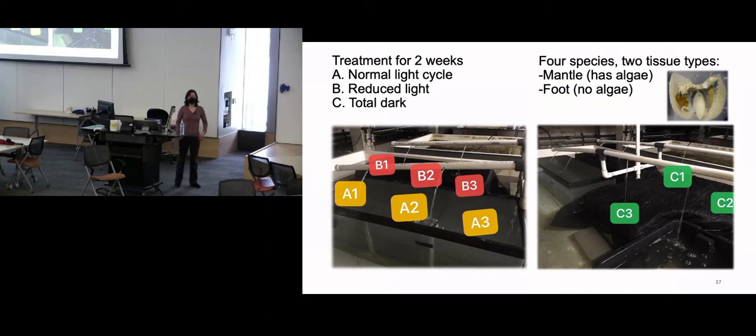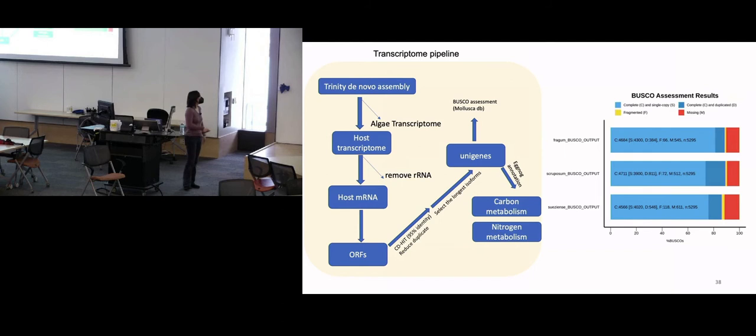So we did that, and then again, we did RNA-seq and looked at the gene expression patterns for these animals. We did the de novo assembly. We filtered out all the algae genes because they're part of the mix, and then we got these unigenes that represent gene expression from the host. This just shows you that our transcriptomes for all the species are around 90% complete. So it's a pretty good data set.